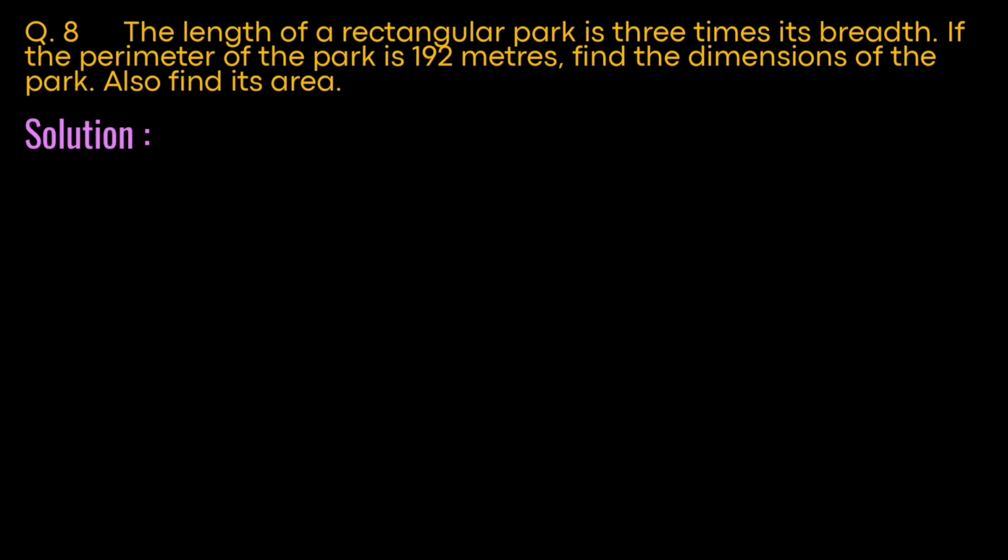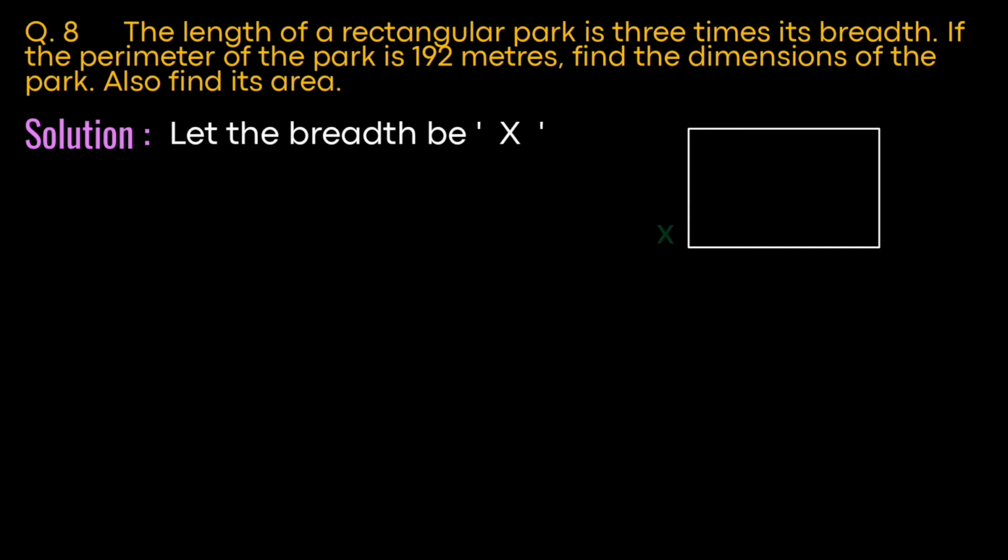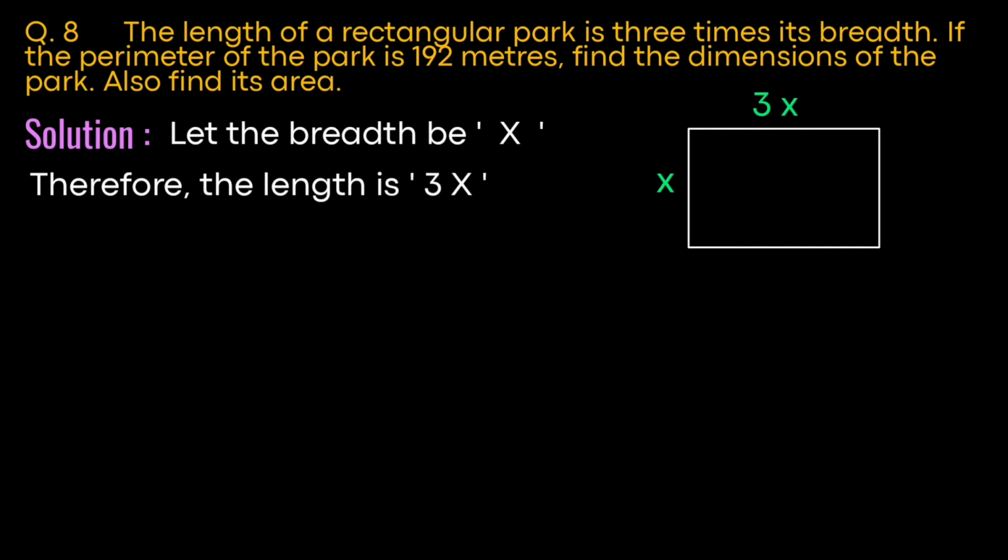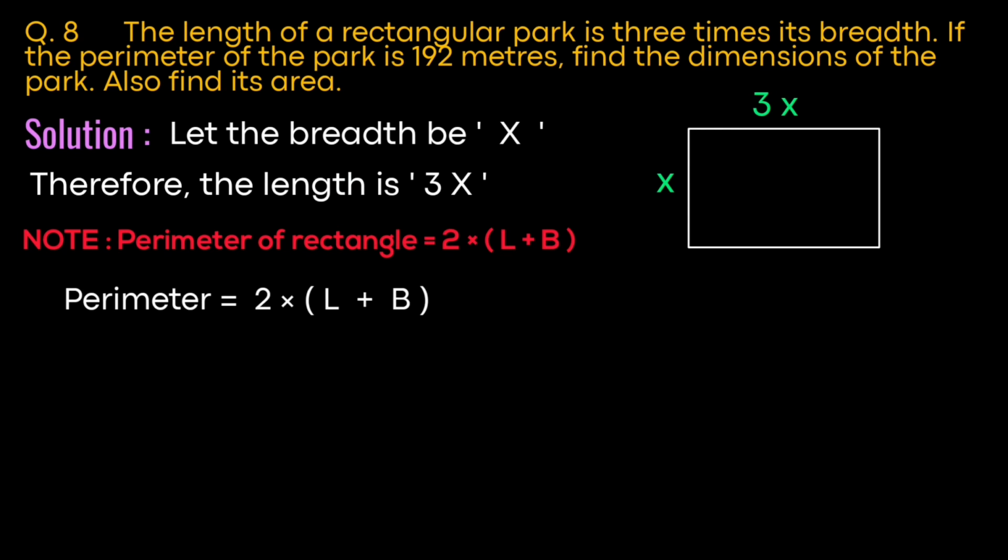Since it is given that the length of the rectangular park is 3 times its breadth, we'll consider the breadth to be x. Therefore, the length would be 3x. The formula for the perimeter of a rectangle is 2 into length plus breadth. So the equation formed is 192 equals 2 into bracket 3x plus x.